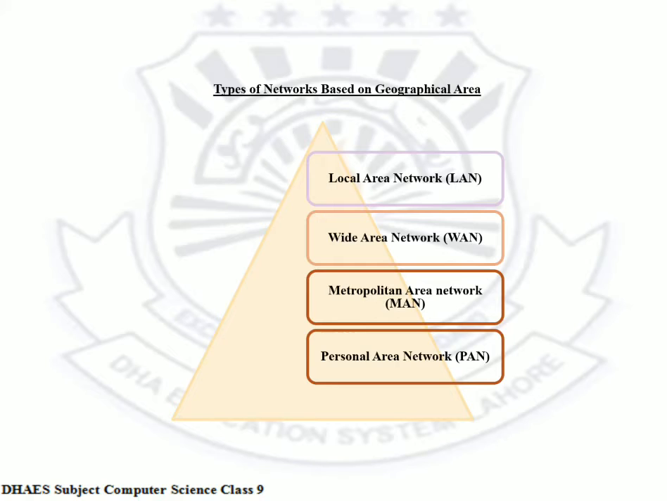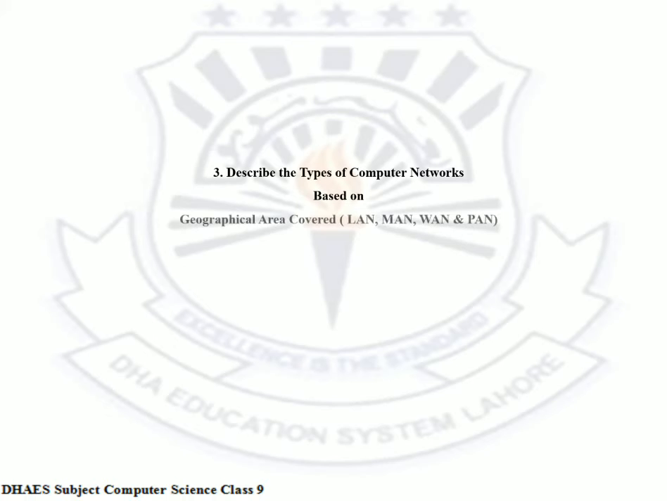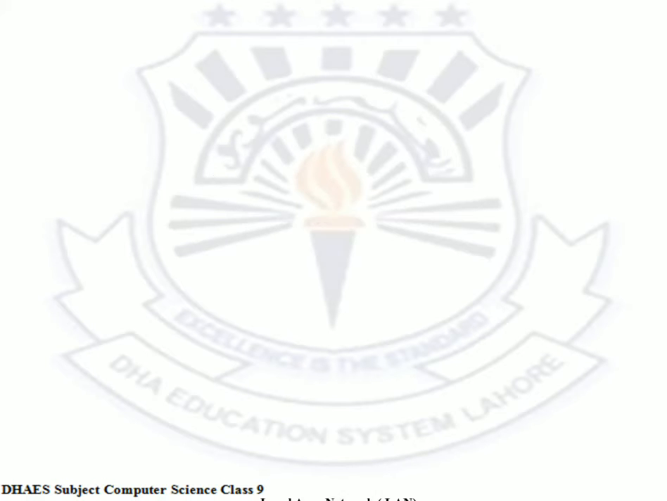Number 1, local area network, LAN. Number 2, wide area network, WAN. Number 3, metropolitan area network, MAN. Number 4, personal area network, PAN. Objective number 3: describe the types of computer networks based on geographical area. Local area network.